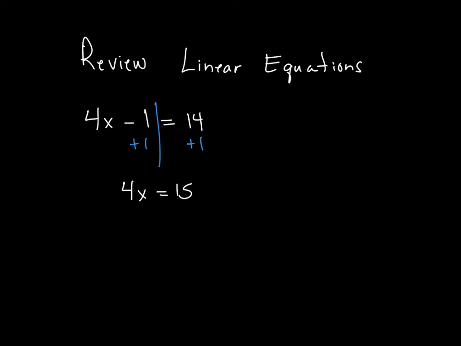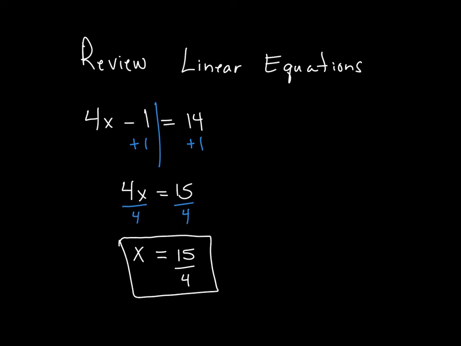And then the last step is we divide by the coefficient, the number in front of the variable. In this case, it's 4. So we're going to divide both sides by 4. And we're going to leave our answer as an improper fraction, 15 over 4. Now, this fraction doesn't reduce. Both of those numbers have nothing in common. So we just leave that as 15 over 4.